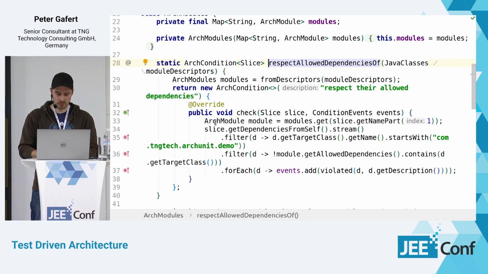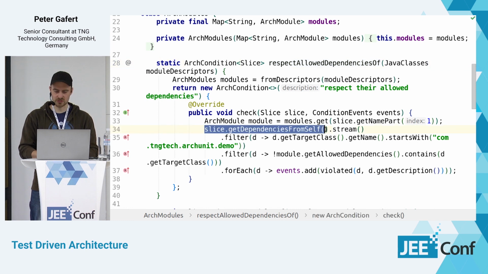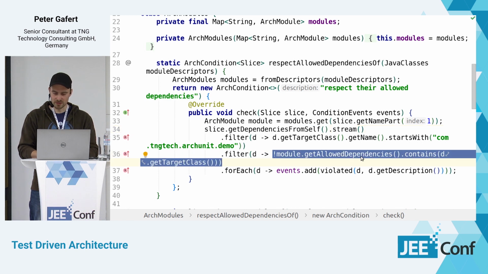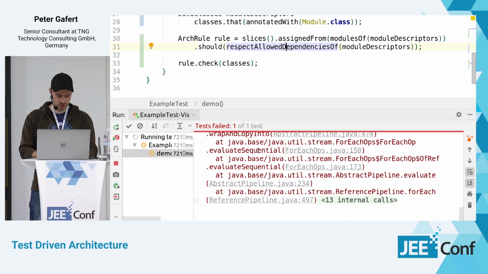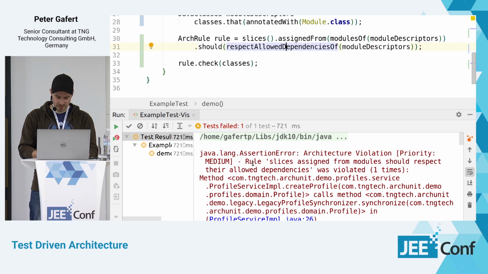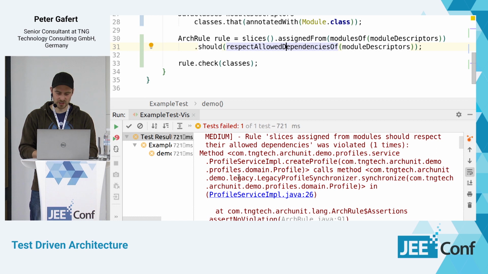Yeah. So what it does is it takes one of those slices, like my module, and looks at all the dependencies from this slice, and basically just says, if the allowed dependencies don't contain all the target classes of my slice, then each of these dependencies is a violation. And then I can run this again. So at the moment we have the same violation again, because we depend on legacy, and legacy is not declared.